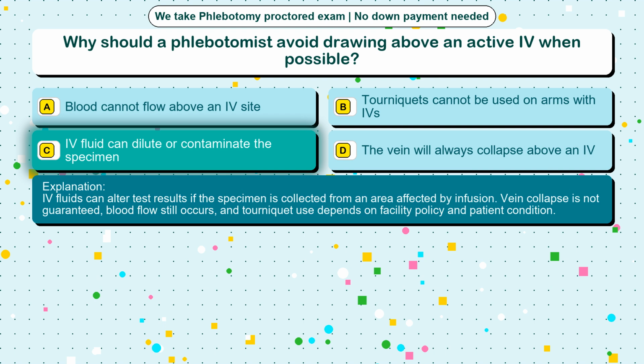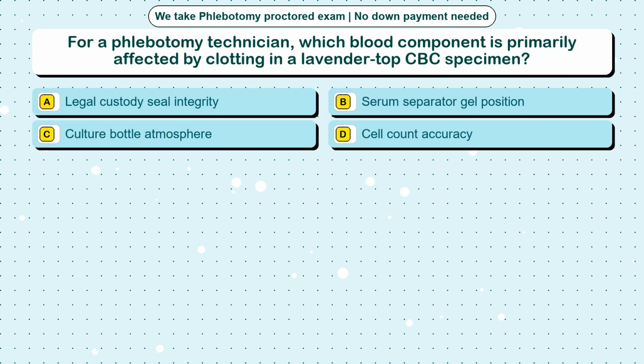IV fluids can alter test results if the specimen is collected from an area affected by infusion. Vein collapse is not guaranteed, blood flow still occurs, and tourniquet use depends on facility policy and patient condition. Question 64. For a phlebotomy technician, which blood component is primarily affected by clotting in a lavender top CBC specimen?